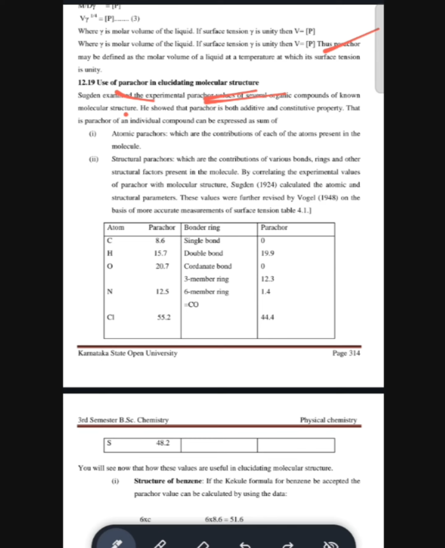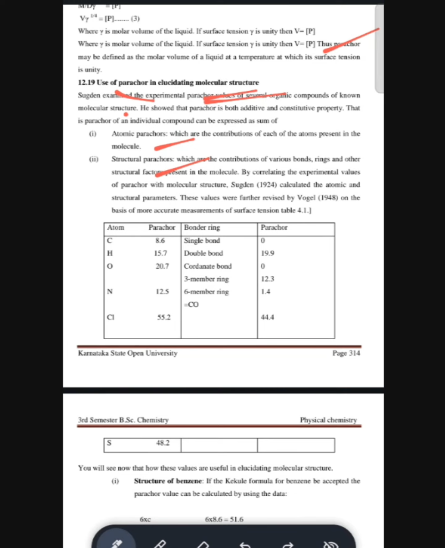So atomic parachor and structural parachor are two different parachors. Atomic parachor is the contribution of each of the atoms present in the molecule. The number of atoms present in the molecule can be calculated. Structural parachor is the contribution of various bonds, rings, and other structural factors present in the molecule. We are going to see this in an example.